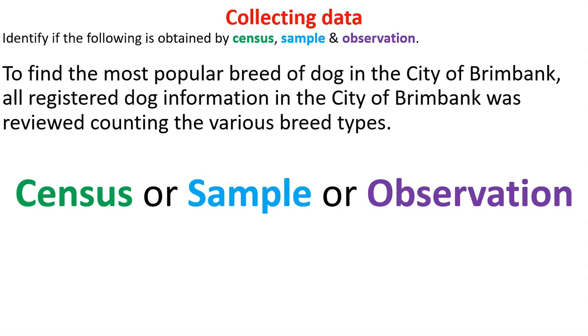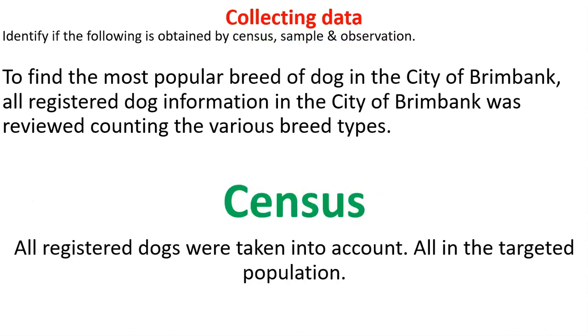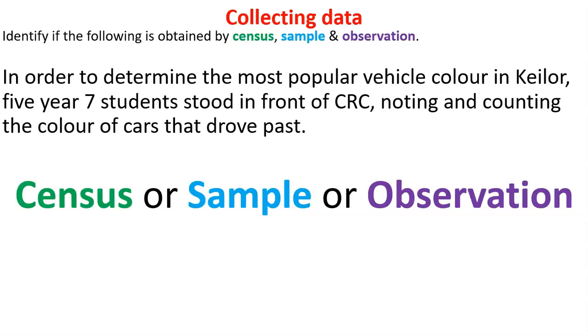But in this case here, it tells us that all registered dog information in the city of Brimbank, which means that if it was every single dog that was registered, it would be a census because all the dogs were taken into account. Okay, so every dog that lives within the city of Brimbank that's been registered, which every dog should be registered, that was taken into account. That's why we call that a census. You don't need to copy these again. This is just a couple of examples for us.